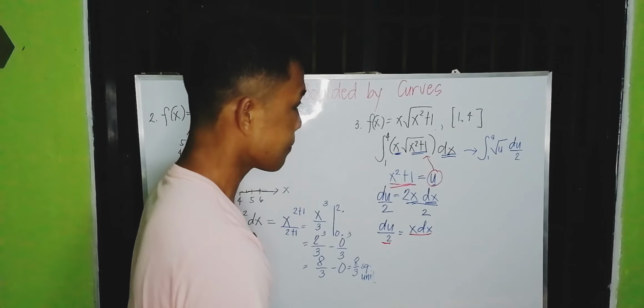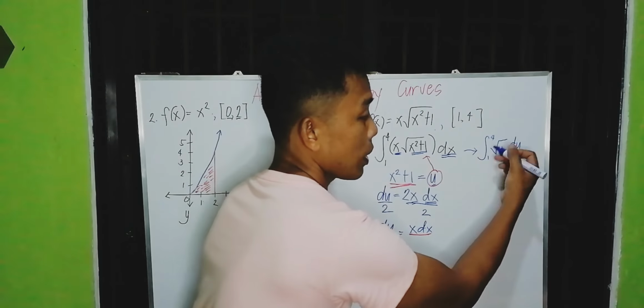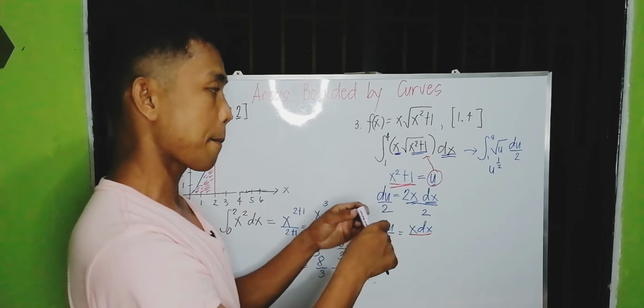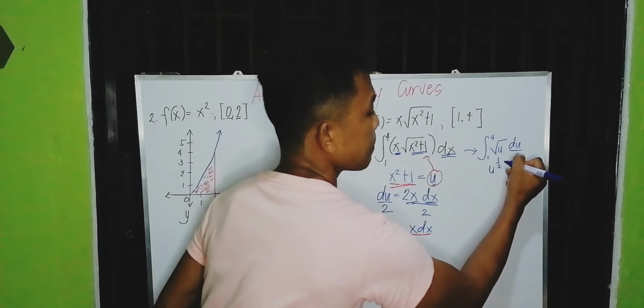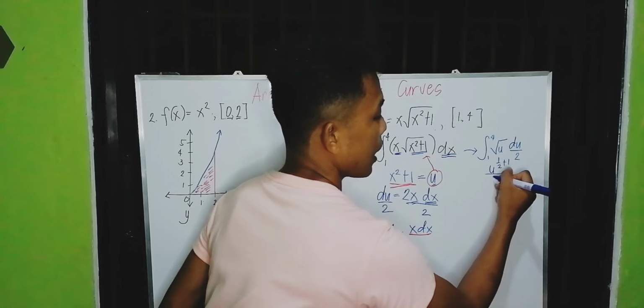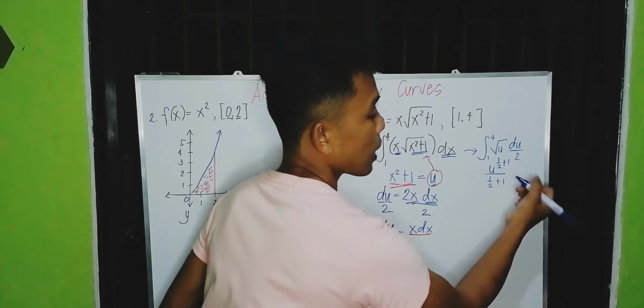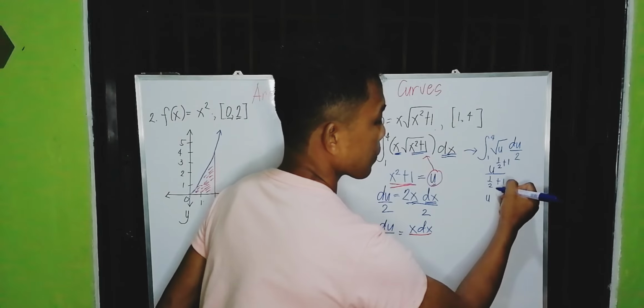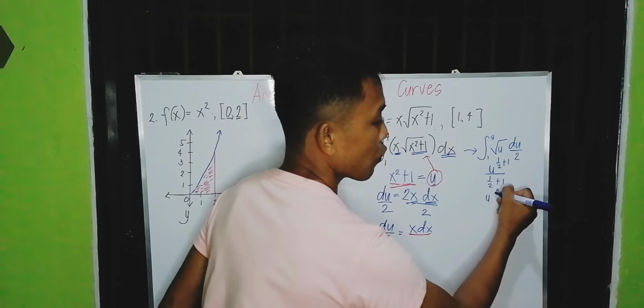So, we have this will become u raised to 1/2. Okay, para makuha natin ang antiderivative niya, magpa-plus 1 lang tayo. And then, 1/2 plus 1. We continue. This will become u raised to 1/2 plus 1 is 3 over 2.